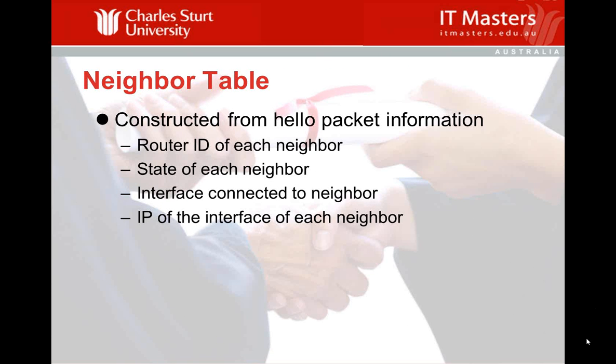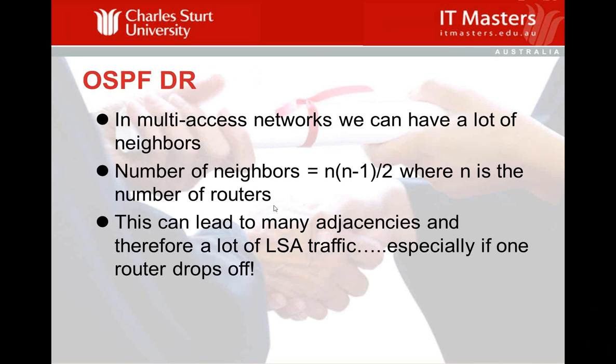So the neighbor table is constructed similarly to EIGRP, constructed from the hello packet, which contains the router ID of each neighbor, the state of each neighbor, the local interface connected to each neighbor, and the IP address interface of that neighbor. Okay, so that's the actual physical IP address on the interface that's sending out the update.